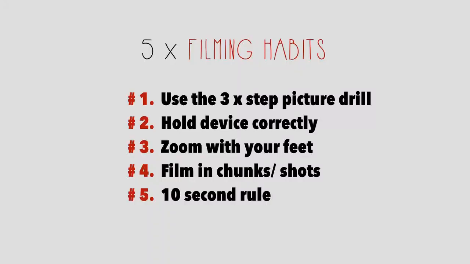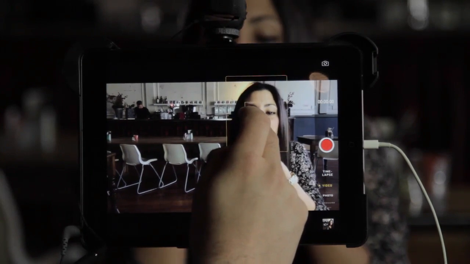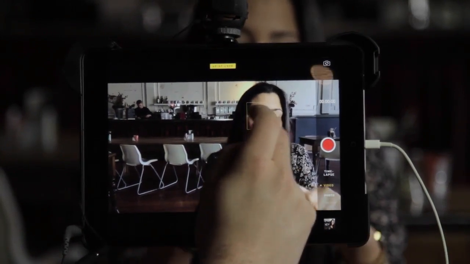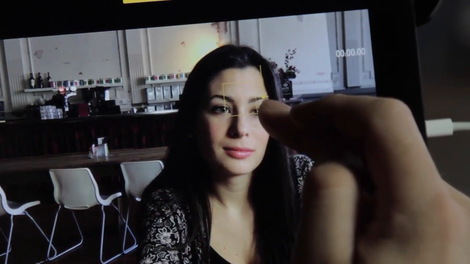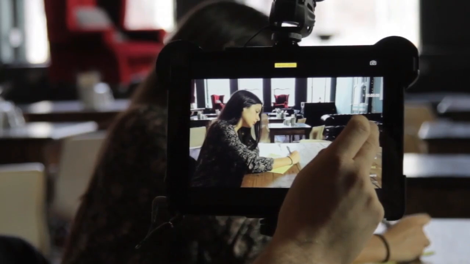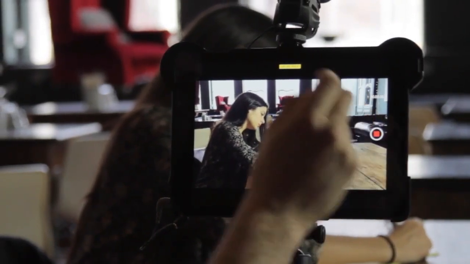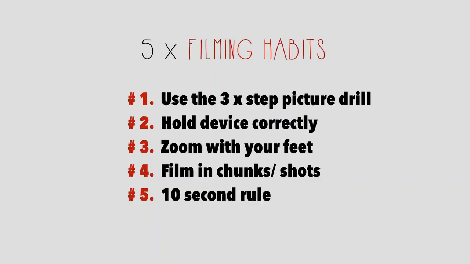First, number 1, use the 3-step picture drill. Well, we've already covered that. So if you use the 3-step picture drill for all your shots, the picture quality will be great. It'll be in focus. The exposure will be correct. You get into the habit of doing that, you're not going to get dodgy footage that you can't work with. Habit number 2, hold the iPad correctly.